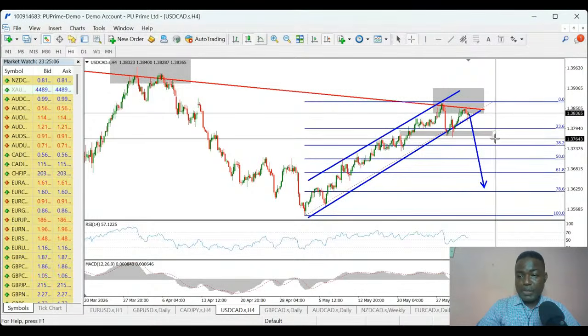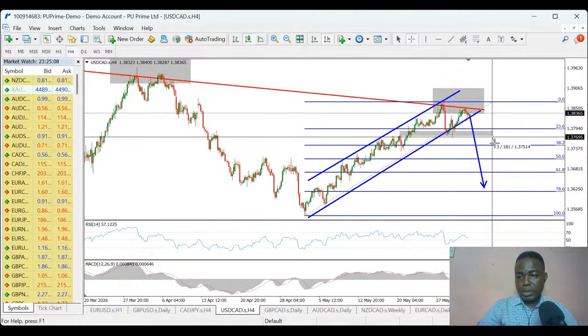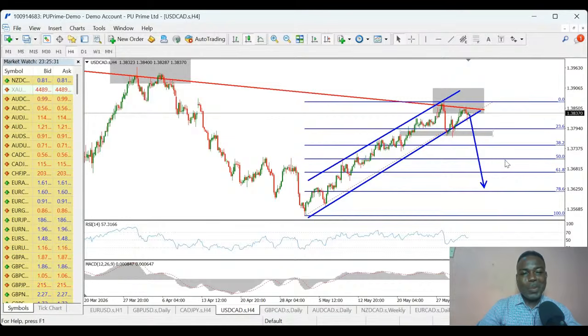That means we're looking at entry below the neckline region. So Fibonacci 30.2 can actually give as much as roughly 20 pips. Fibonacci 50 can give as much as 60 pips. Fibonacci 61.8 can give as much as 99, approximately 100 pips. And if the volatility is really strong, Fibonacci 78.6 can give as much as 153 pips. So we are very, very bearish on the USD CAD.